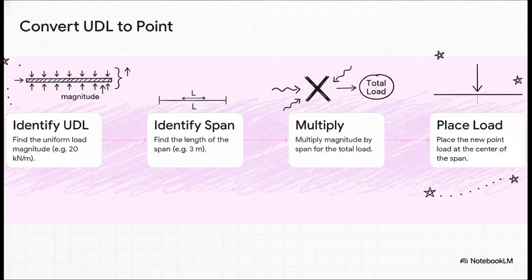Now, for our paper analysis, working with a UDL can be, well, mathematically pretty tedious. So we almost always convert it into a single point load. Here is the step-by-step trick to do that. First, identify the uniform load magnitude. In our snow example, let's say it's 20 kilonewtons per meter. Second, identify the span length. We'll say 3 meters. Third, simply multiply them to find the total point load magnitude, which gives us 60 kilonewtons. And finally, place this newly calculated point load exactly at the dead center of the span. Doing this makes your math incredibly clean later on.